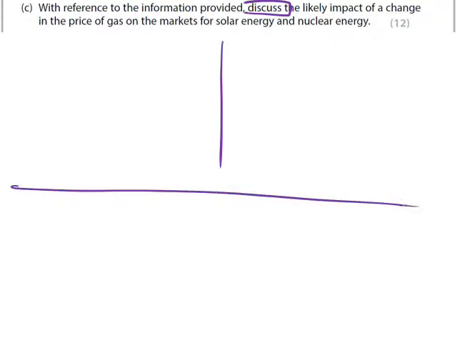Okay, so the last question in the case study part, it's a discuss question. So we want two sides and an evaluative conclusion. We know it's an impact question, so it's going to be positives and negatives. And here we have the price of gas on the markets for solar and nuclear energy.